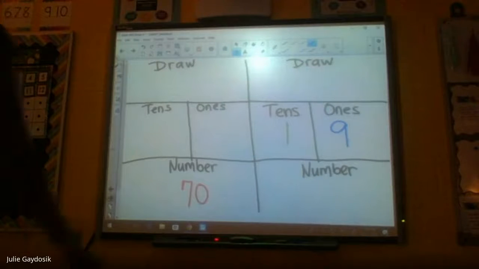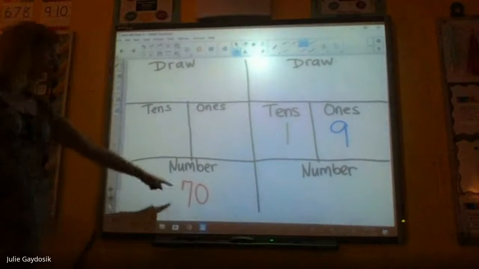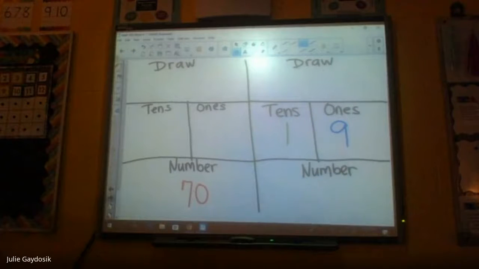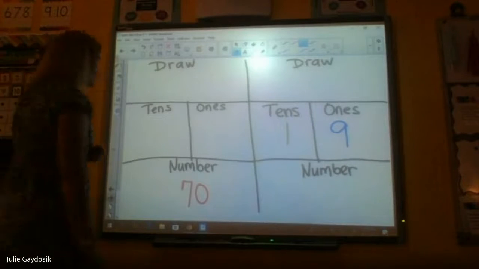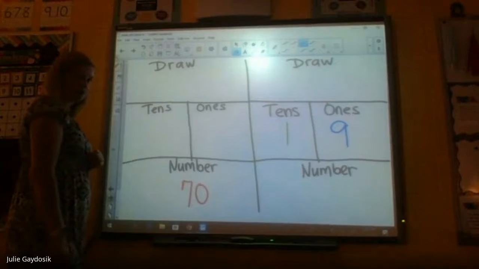All right, welcome back, boys and girls. So what I'm going to do first is I know my number is 70. So I want to go ahead and draw the number 70. So are we going to start with the 1s or are we going to start with the 10s? That's right, we're going to start with the 10s. So how many 10s would I need to draw?